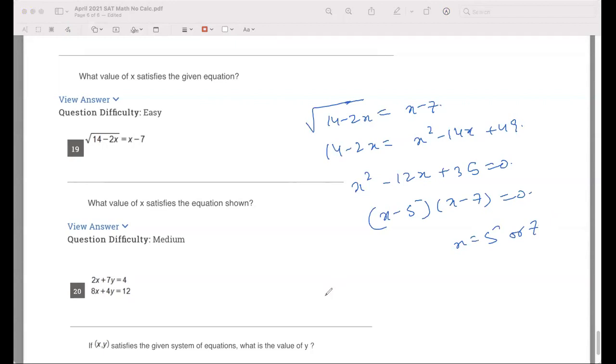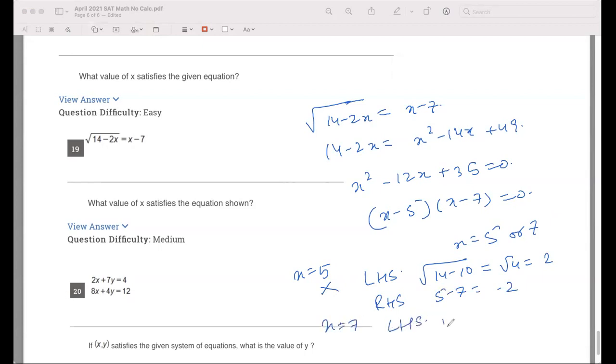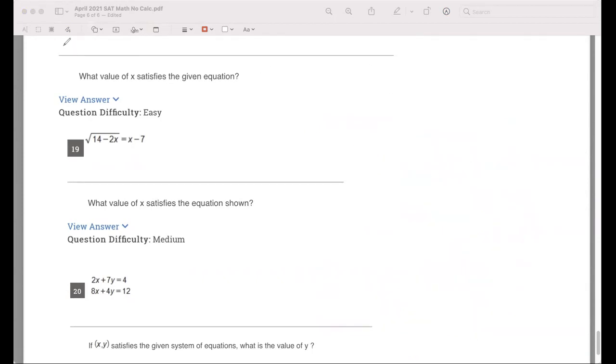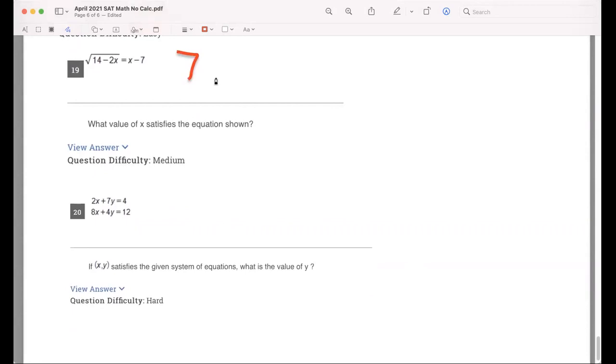If I put x equal to 5, then my left hand side becomes the square root of 14 minus 10, which is the square root of 4, which is 2. But my right hand side becomes 5 minus 7, which is negative 2. So x equal to 5 is not the answer. If I put x equal to 7, then my left hand side becomes the square root of 14 minus 14, which is 0, and my right hand side is also 0. So the right answer is x equal to 7.